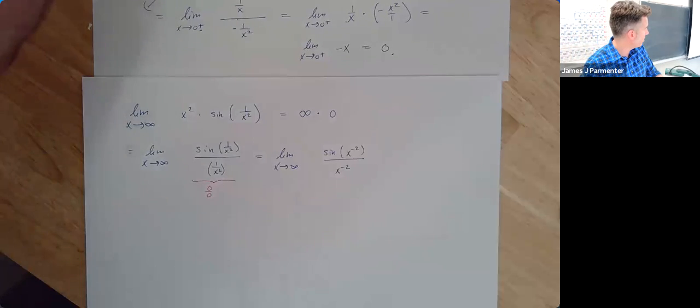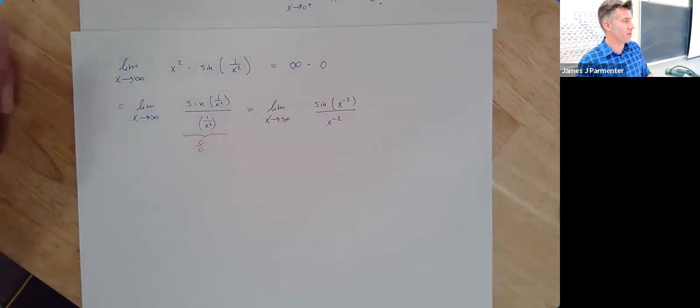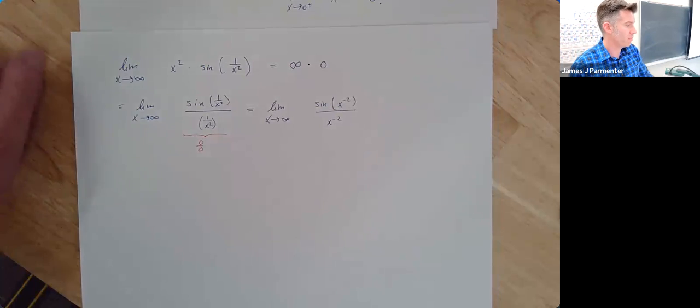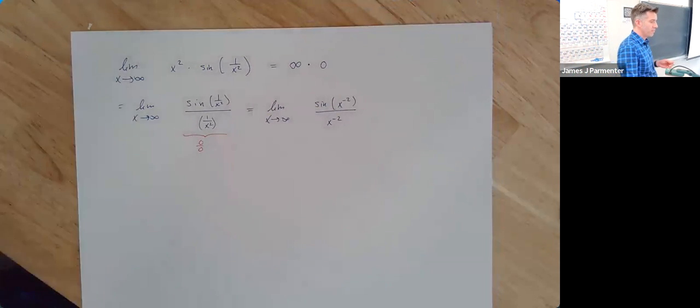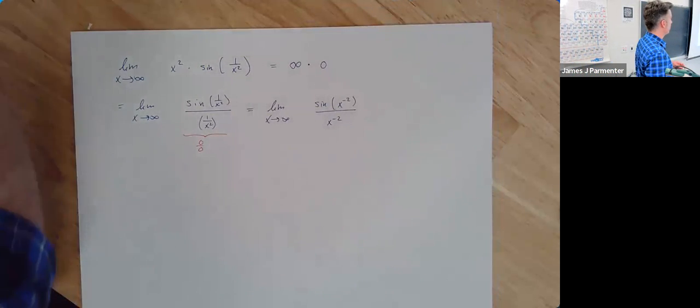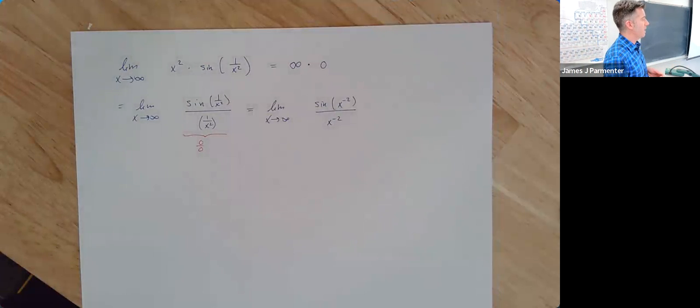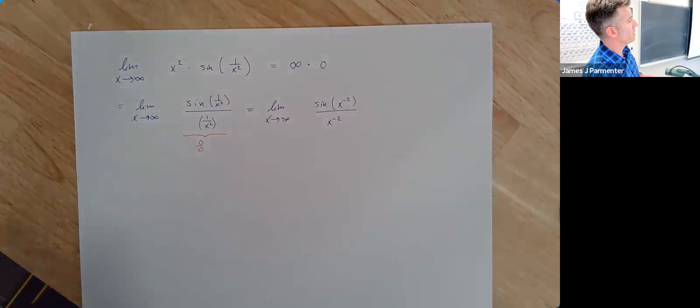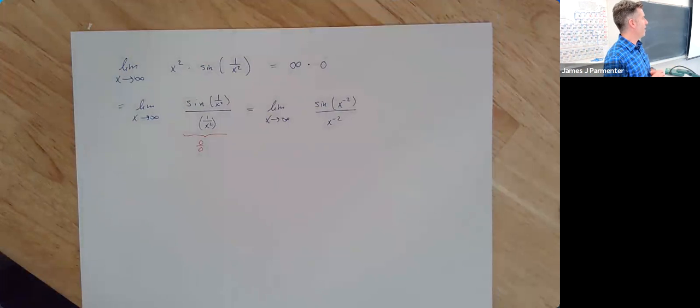Now, some of you might know the answer to this without using L'Hopital's rule at all, because we have the limit of the sine of some stuff over the exact same stuff. And where's that stuff going to? Well, your eventual answer is 1, but where's the stuff that's inside the sine function going to? If x is going to infinity, what's happening to 1 over x squared?